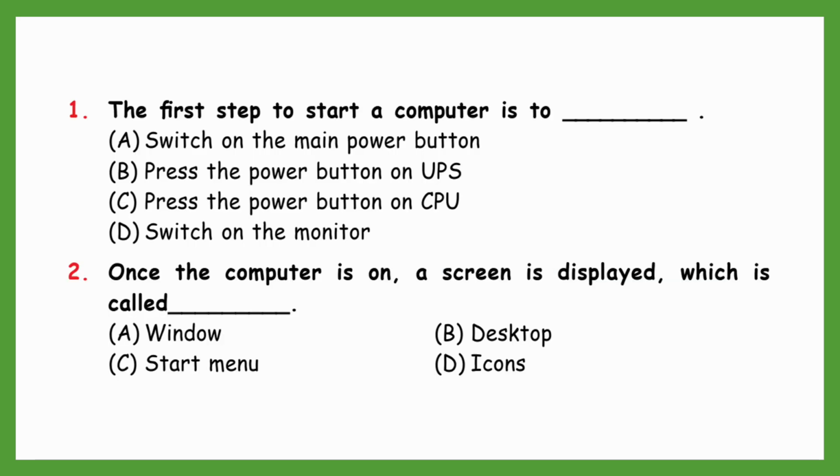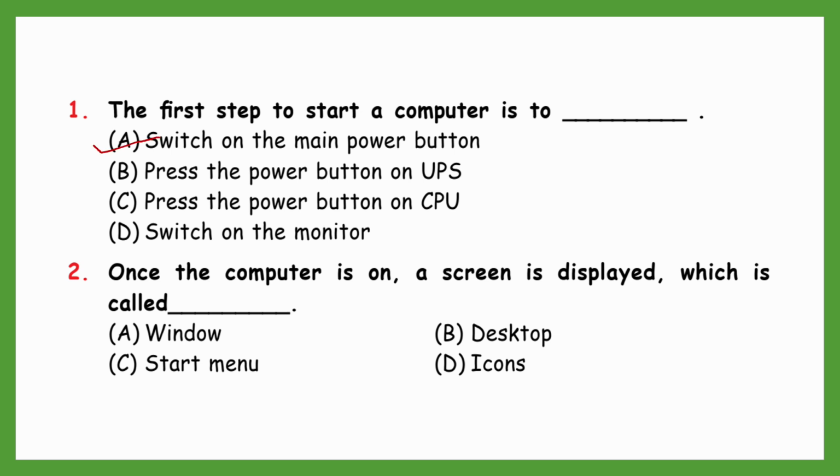The first step to start a computer is to dash. Option A, switch on the main power button. Option B, press the power button on UPS. Option C, press the power button on CPU. Option D, switch on the monitor. Which is the first step to start a computer? Switch on the main power button. That is option A.